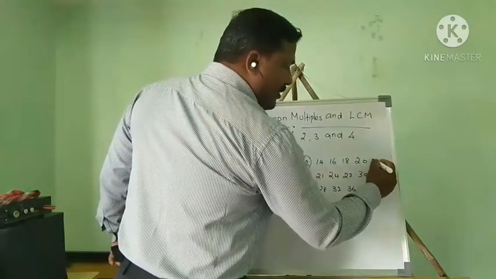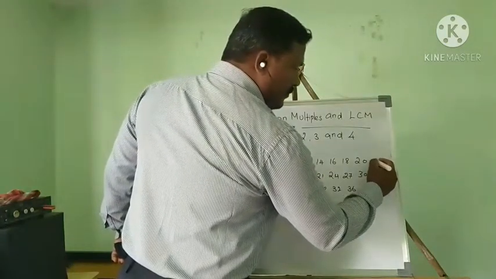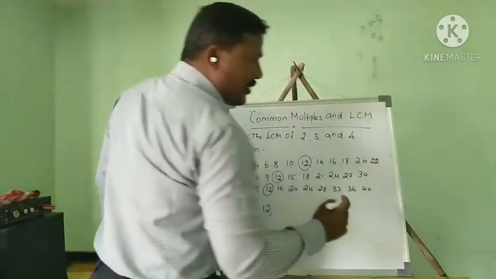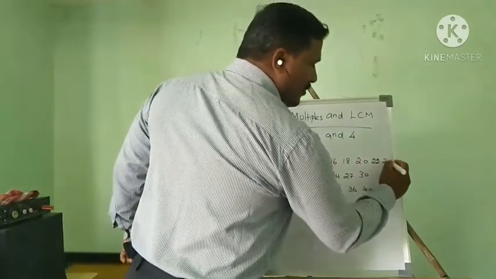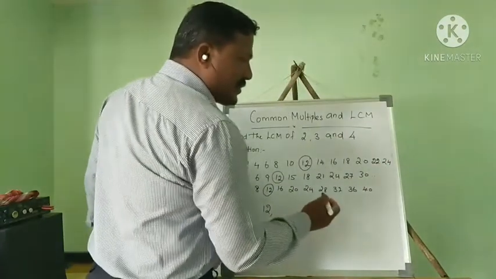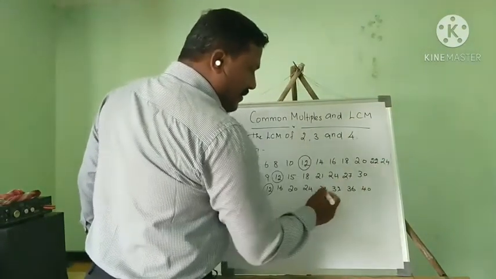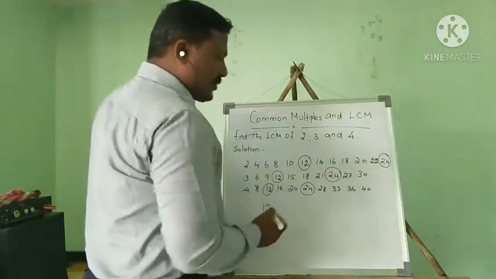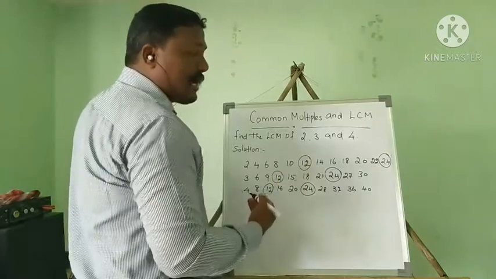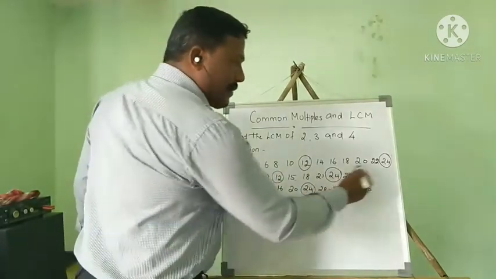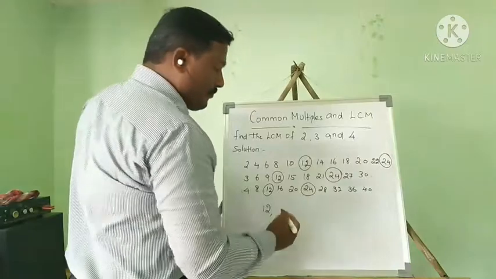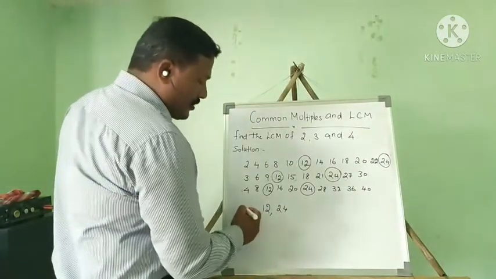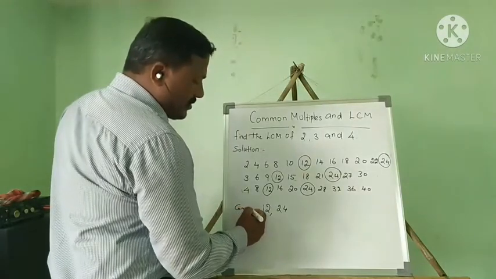So 11 twos are 22. 12 twos are 24. So if you see, 24 is a common multiple. Here also available, here also available. So we want to write common multiples, a minimum of 2 numbers. For that purpose I extended. So now 12 and 24 are the common multiples.